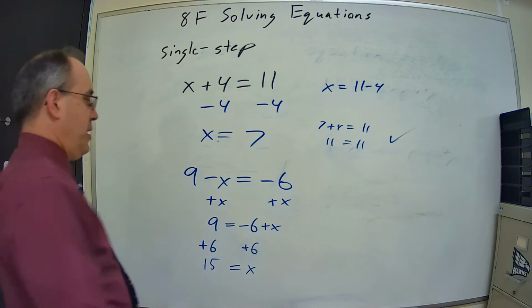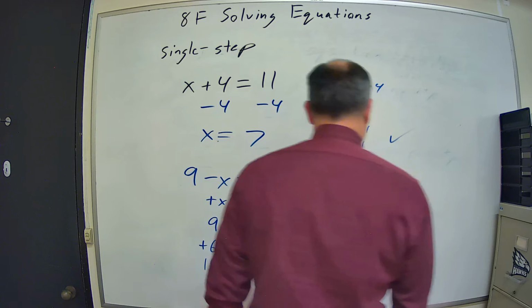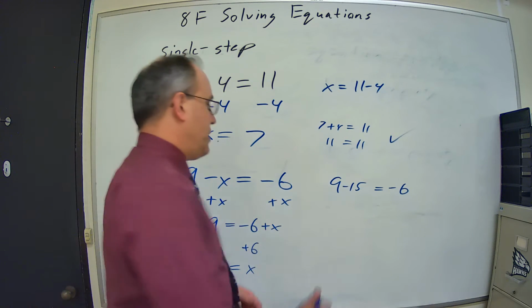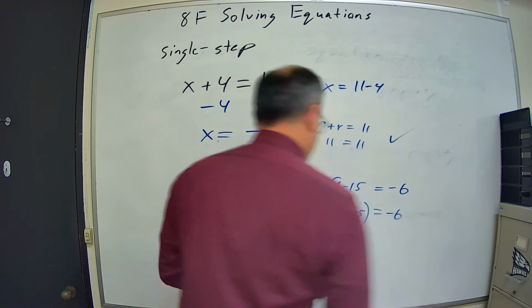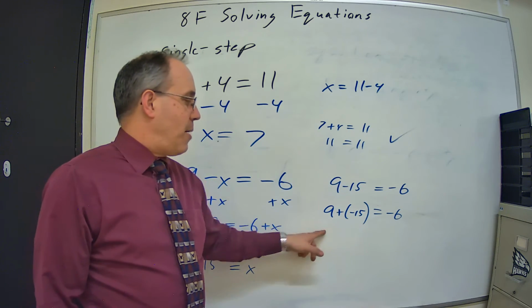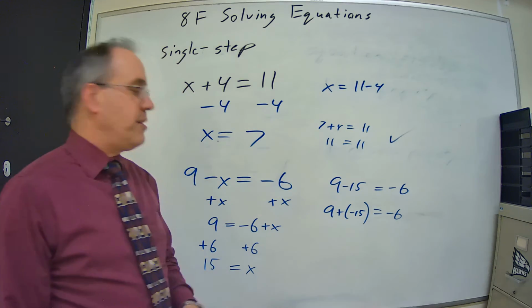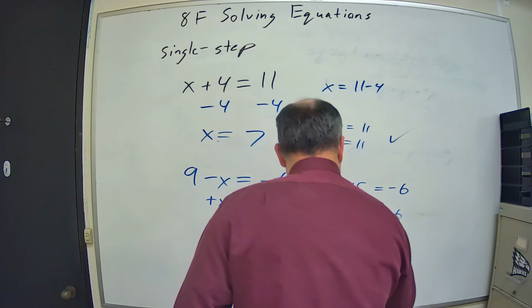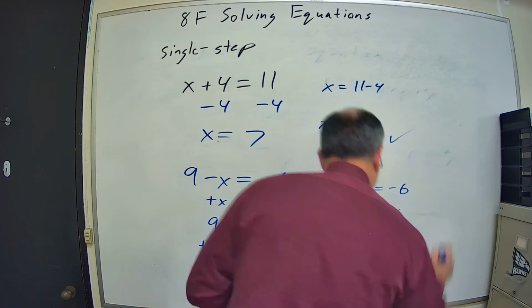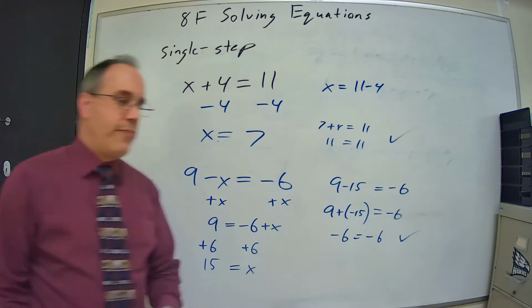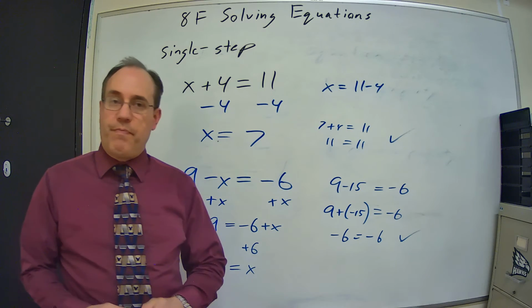X equal to 15. 9 minus 15 is equal to negative 6. 9 minus 15, that's the same as 9 plus negative 15 is equal to negative 6. If you're adding opposite signs, you subtract and keep the sign of the larger value. 15 minus 9 is 6. And the sign of the 15 is negative, so negative 6 is equal to negative 6. Check. Okay, so it did work.